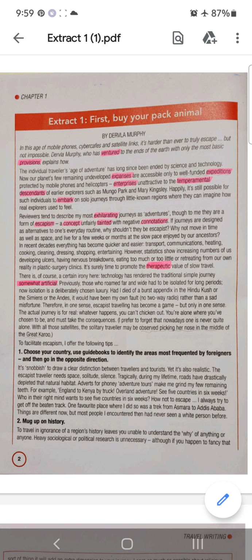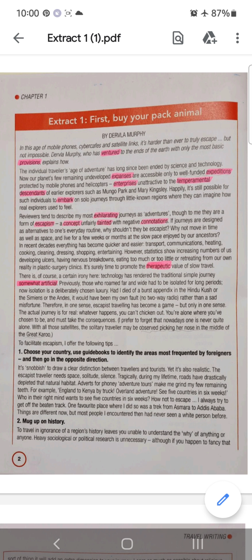Now, she said that reviewers tend to describe my most exhilarating, my most exciting journeys as adventures, though to me, they are a form of escapism. Escapism, from the word escape. A concept, an idea unfairly tainted with negative connotations. When you think of escapism, why would you want to escape? A connotation is the feeling or the impression that you get when a word is said. So in this case, when a person says escapism, you think, that's not good. Is she running from something? Is she escaping from something?